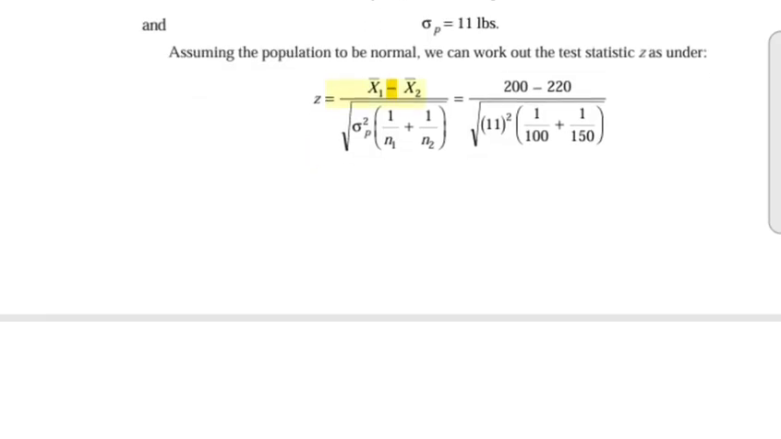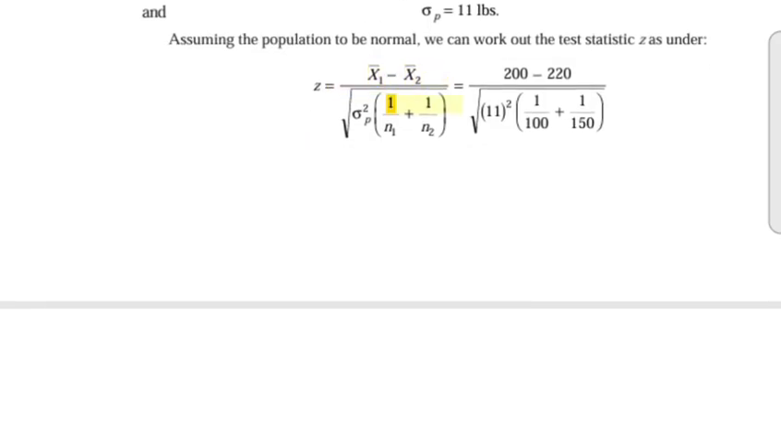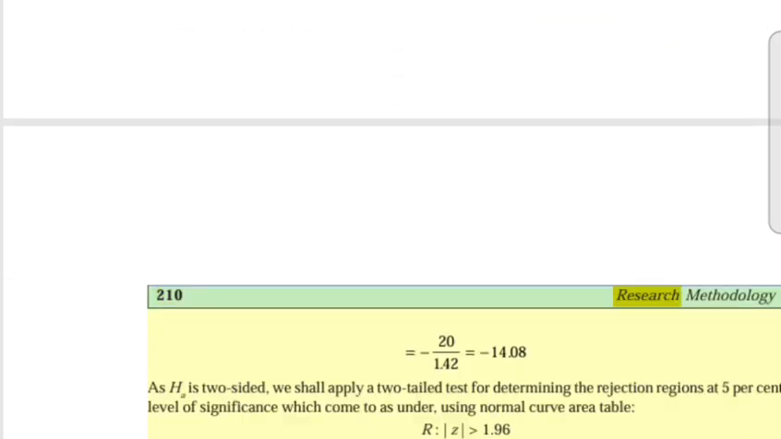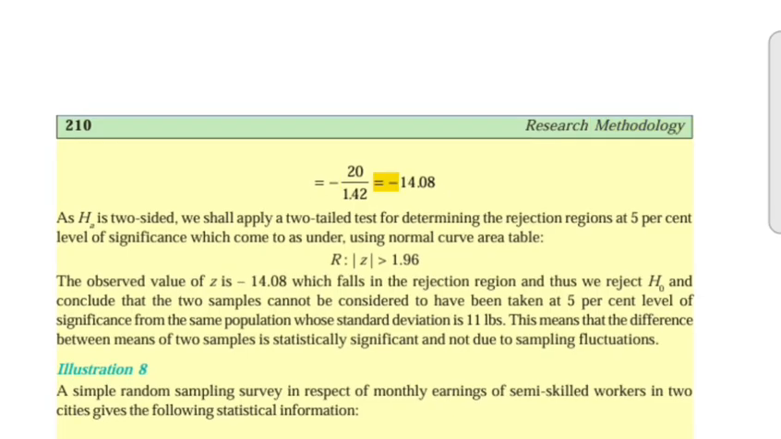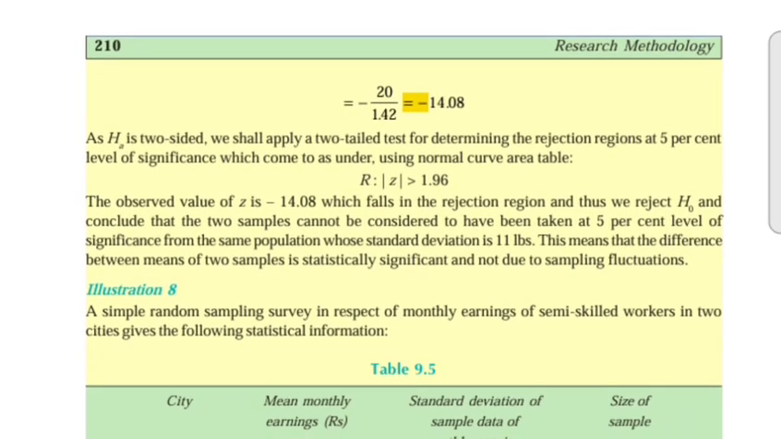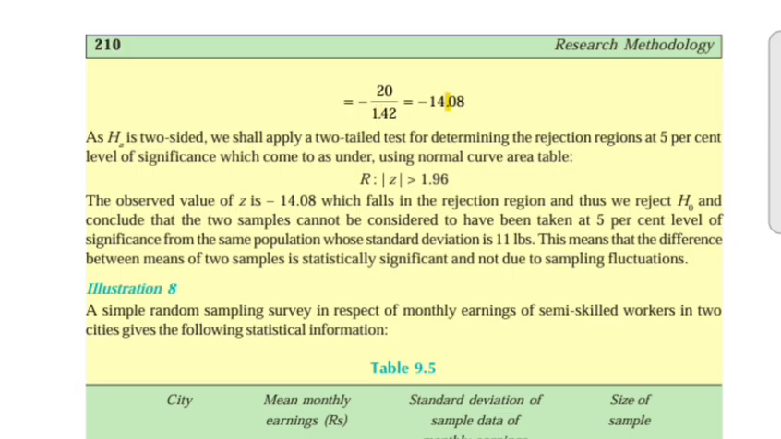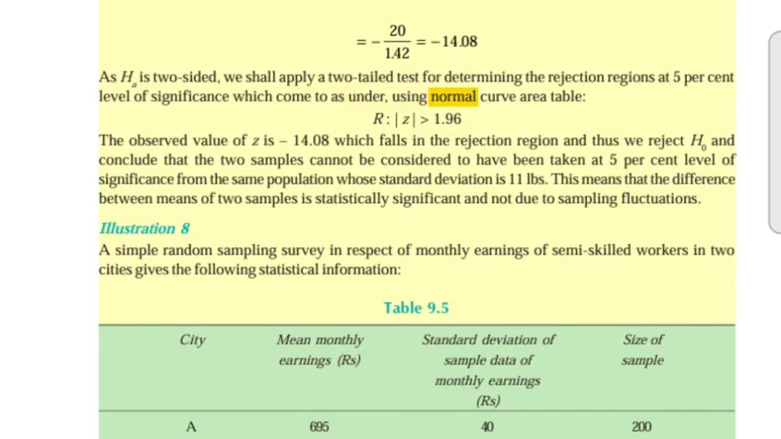Z equals (200 minus 220) divided by 11 times the square root of (1/100 plus 1/150), which equals minus 14.08. As Ha is two-sided, we shall apply a two-tailed test for determining the rejection regions at 5% level of significance, which come to as under, using normal curve area table.